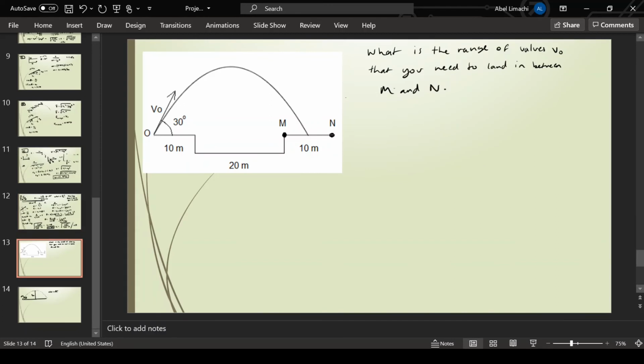Alright, next torture question. What is the range of values v initial that you need to land in between m and n? This is a fun question right here. Well, fun to me at least, because it's weird. You probably hate this question.